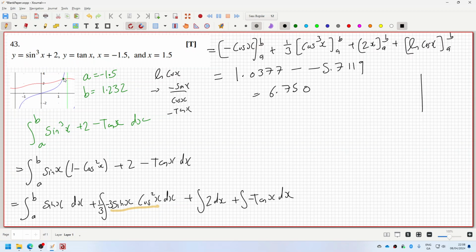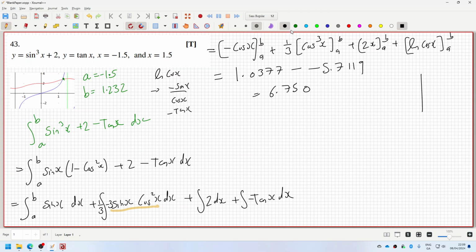Let's see. That is right. Okay, and then minus 1.5. So that's 6.75. So where could I have made the mistake?